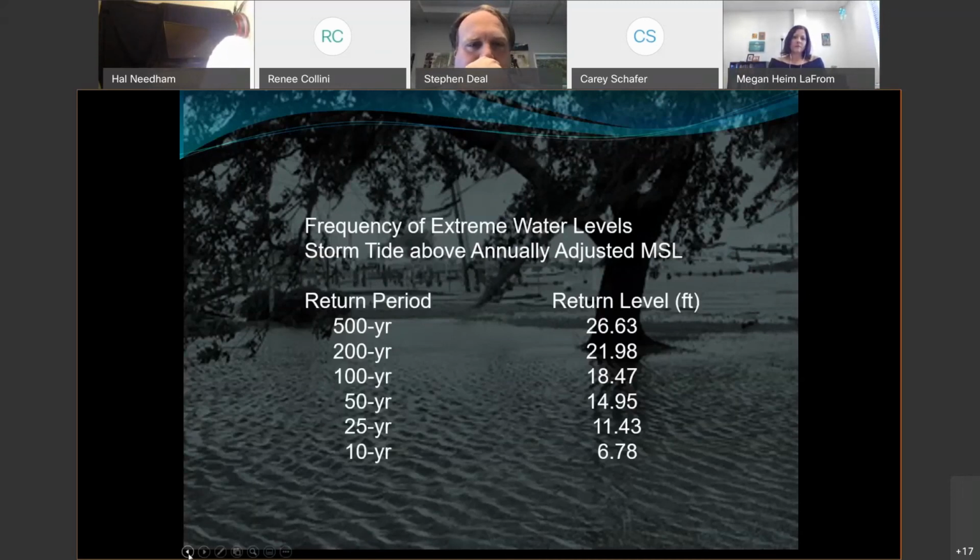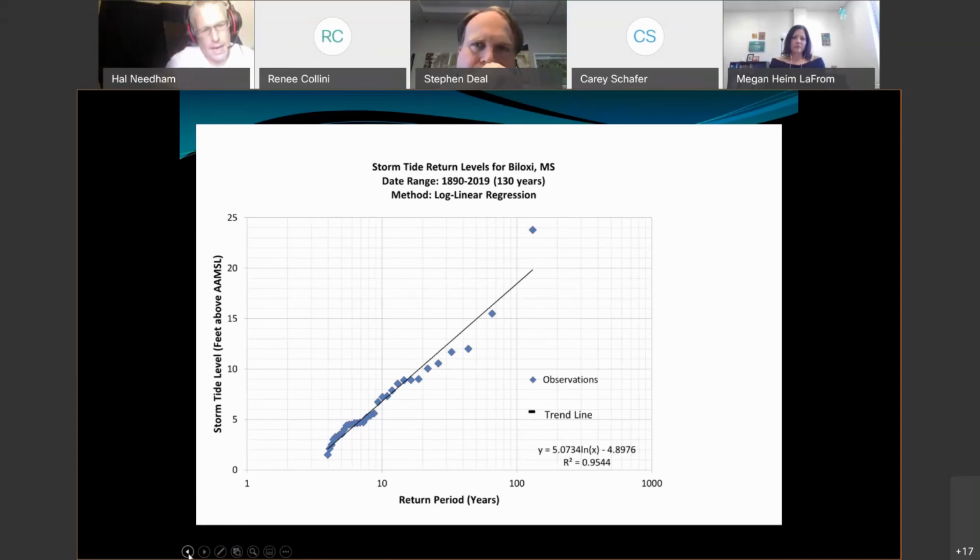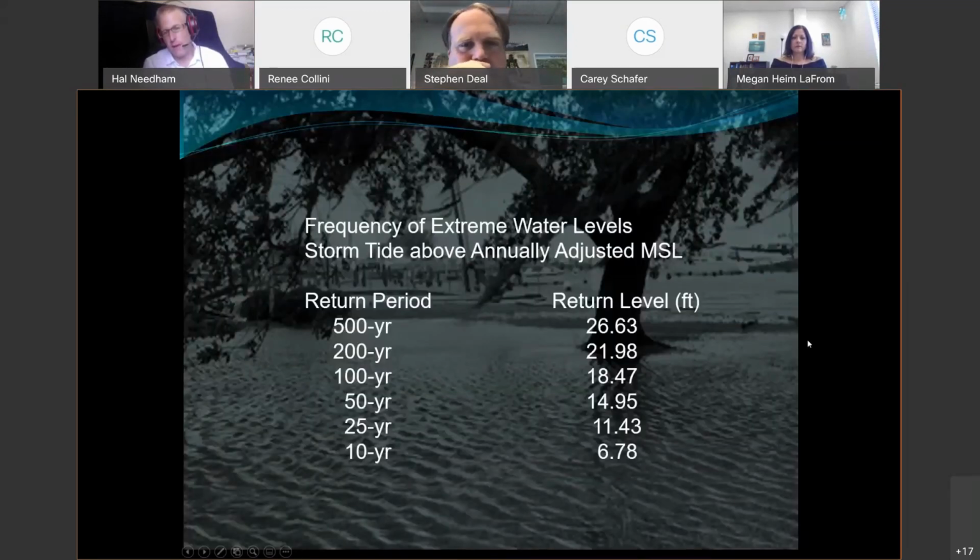Basically, what we were able to do was create a graphic and analyze the statistics of the extreme water levels. On the graph you're on, Renee, we were able to use data and statistics to get our 100-year flood levels based on long-term data. We came up with around 18 to 19 feet for the 100-year flood. The 500-year flood is closer to 26 feet. Again, we measured this above the annually adjusted mean sea level, which is basically taking sea level out. For example, with Katrina, we were concerned how much water Katrina pushed above sea level in 2005, and for Camille, above sea level in 1969. So that first number is basically the extreme water levels above the annually adjusted mean sea level.